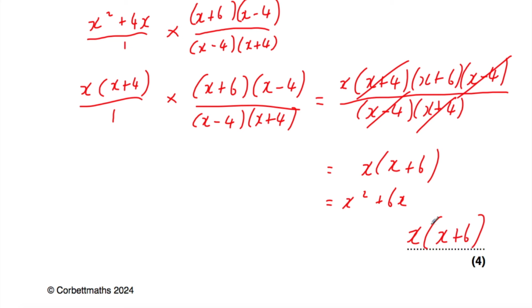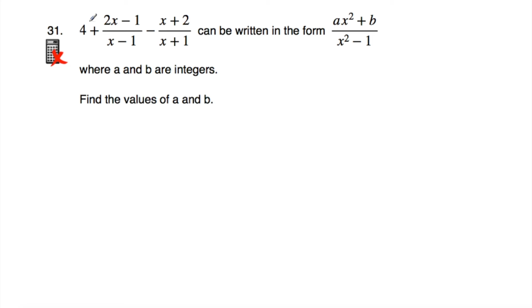And that's it. Okay, let's have a look at our next question, question number 31. So we've got 4 plus 2x minus 1 over x minus 1 subtract x plus 2 over x plus 1 can be written in the form ax squared plus b over x squared minus 1. And we've been asked to find the values of a and b. Okay, so let's work this out.